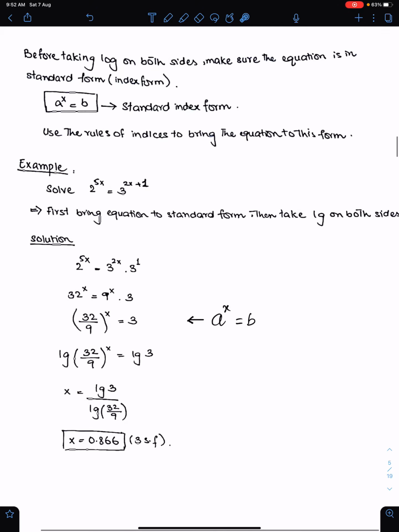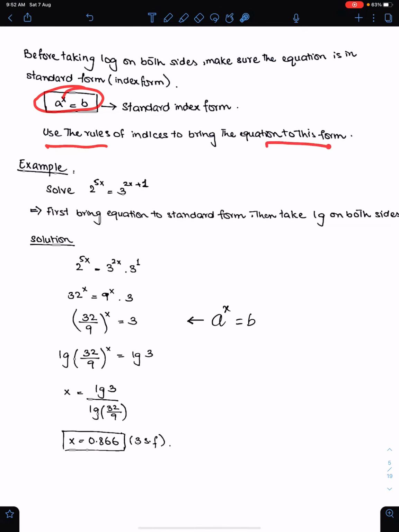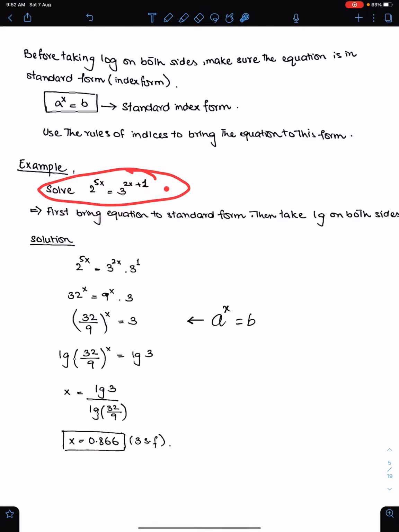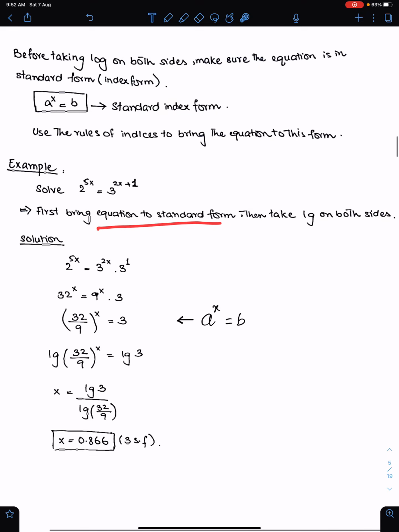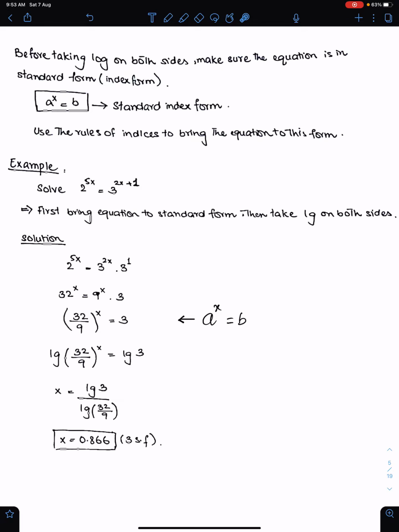Well, before taking log on both sides, make sure the equation is in standard index form, in this form. If it's not, then use the rules of indices to bring the equation to this form. For example, in this question, this equation is not of this form. So first bring the equation to standard form and then take log on both sides. And we can bring this equation into this form with the help of rules of indices.